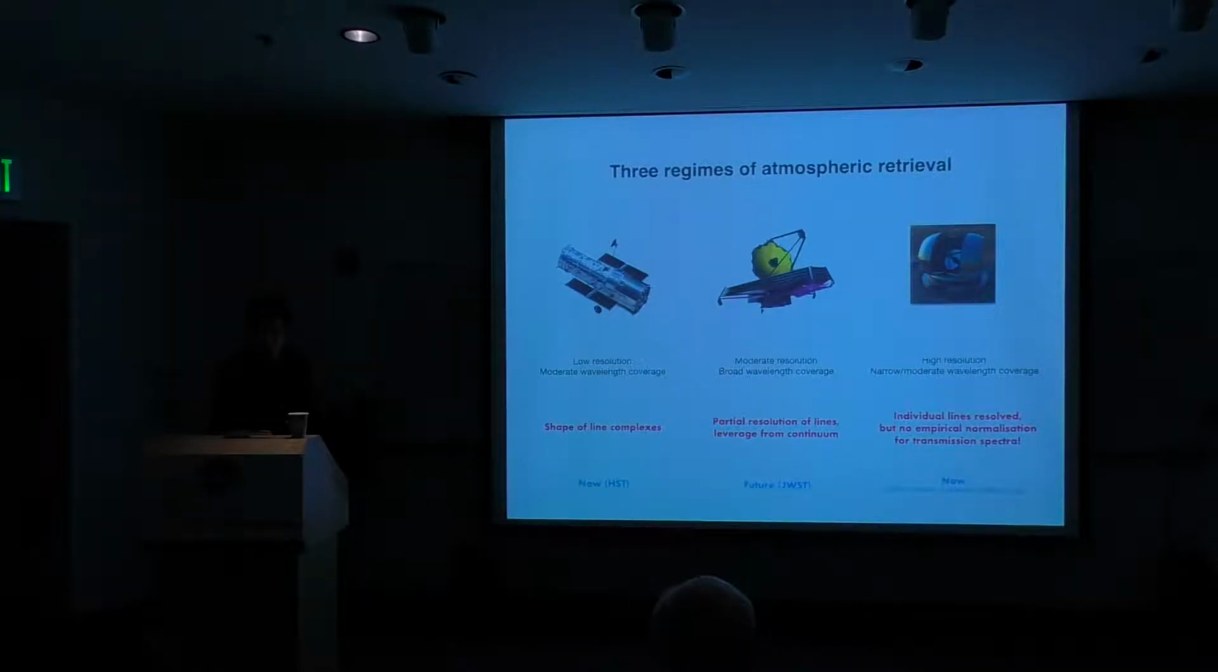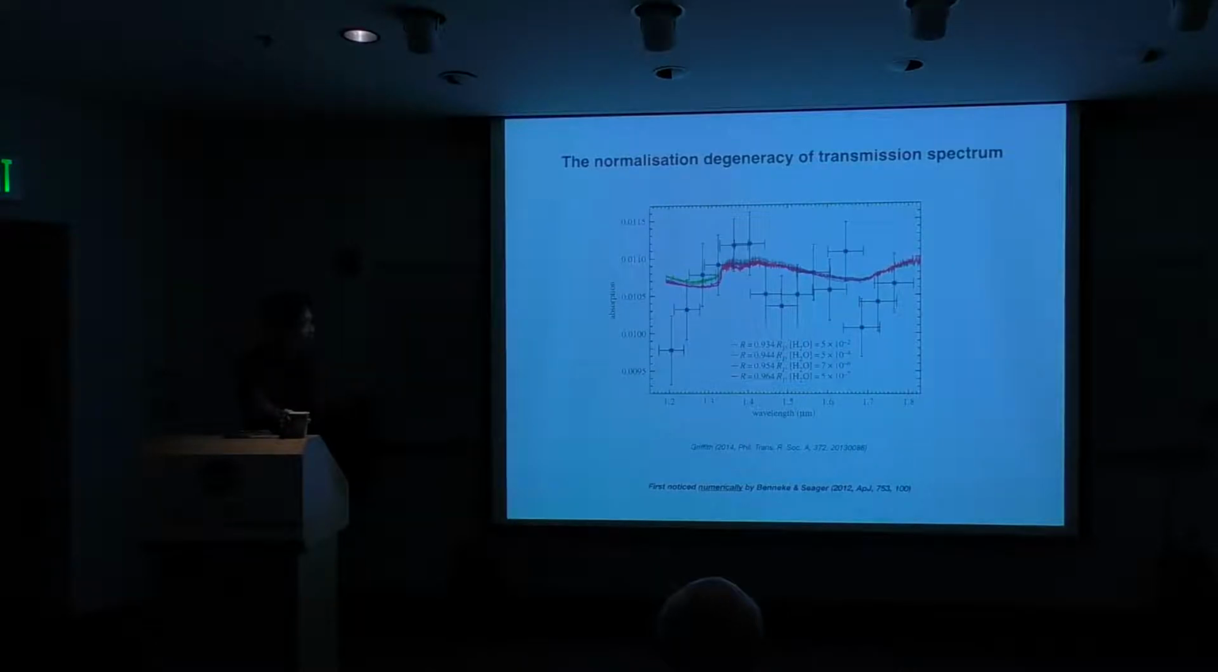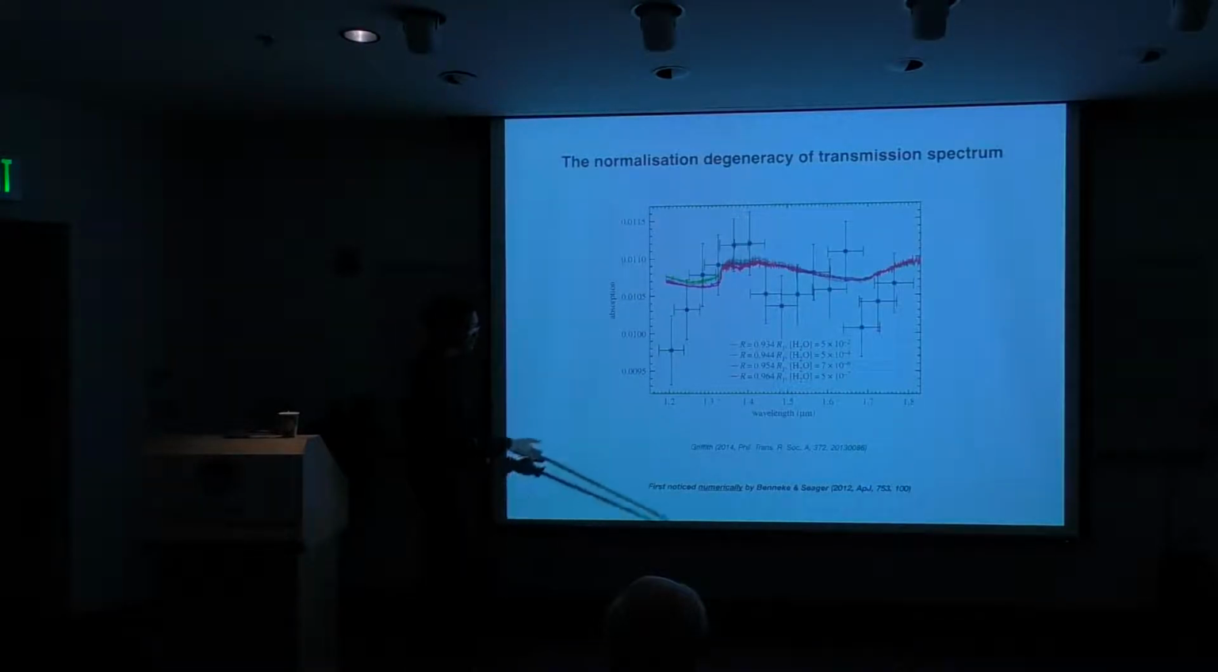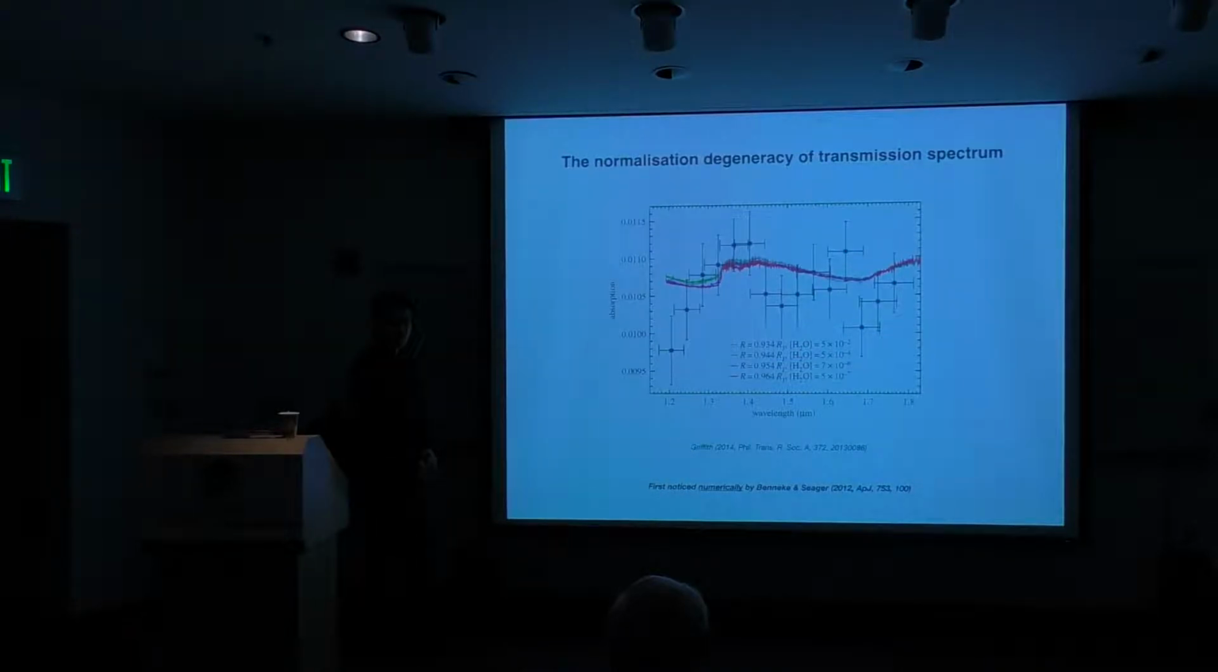So I would like to devote about a quarter of the talk to an issue that has been a little bit controversial. I call it the normalization degeneracy. This was discovered numerically in this 2012 paper, and then later talked about in this 2014 paper, also numerically.